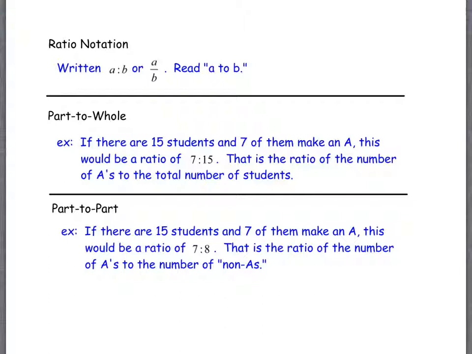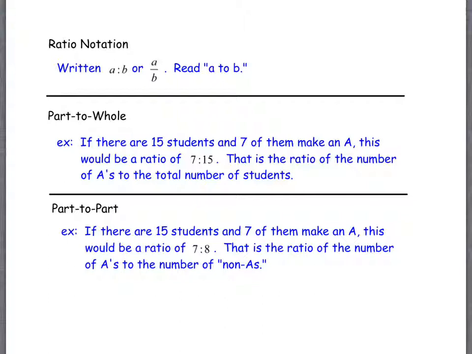Ratio notation has 3 different forms. You can write it with a semicolon between it, you can write it as a fraction, or you can write it in words. But any way that you write it, it's read A to B. A is to B. So it's a comparison is what a ratio is. A ratio is a comparison. There's a couple of ways to do a ratio comparison. One of them is a part to whole, and the other is a part to part.